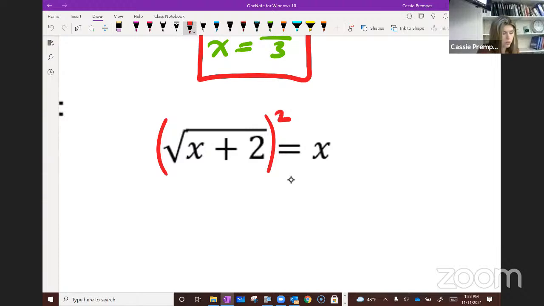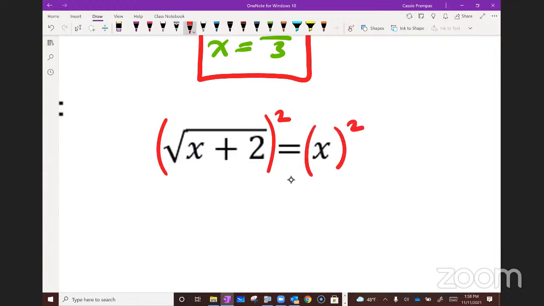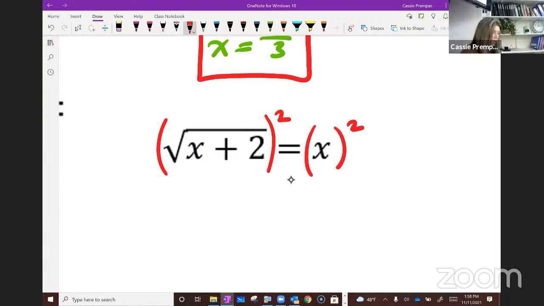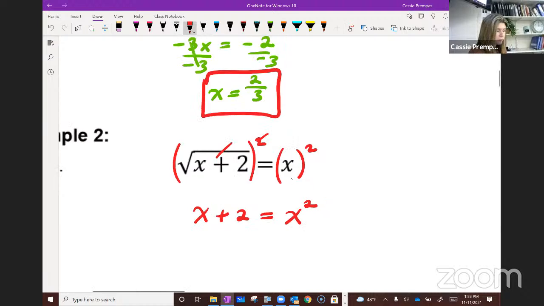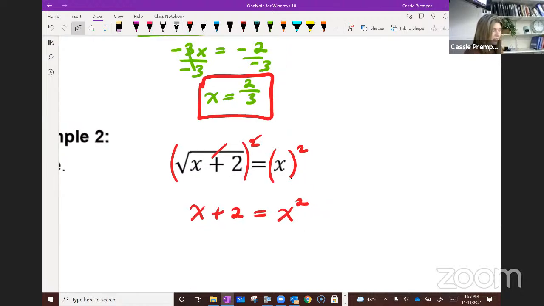Okay, thank you. And then we square both sides, and the square cancels out the square root, and we're left with x plus 2 is equal to x squared. Squaring both sides first, because you need to get rid of that radical. It was already by itself.